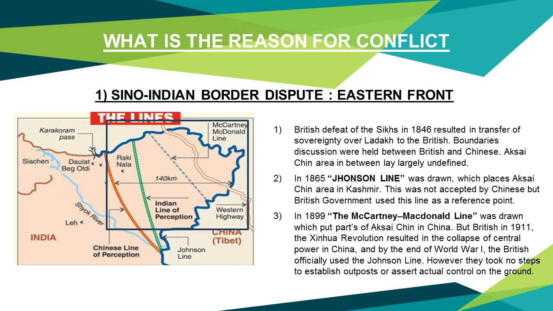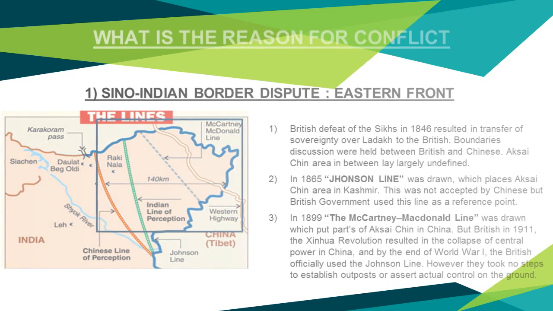However, they took no step to establish outposts or to assert control on the ground, as the land was practically useless, being situated at such altitude. In the map we have given here, you can see the Johnson Line in deep blue, and also the McCartney-MacDonald Line, given in the dotted blue line.